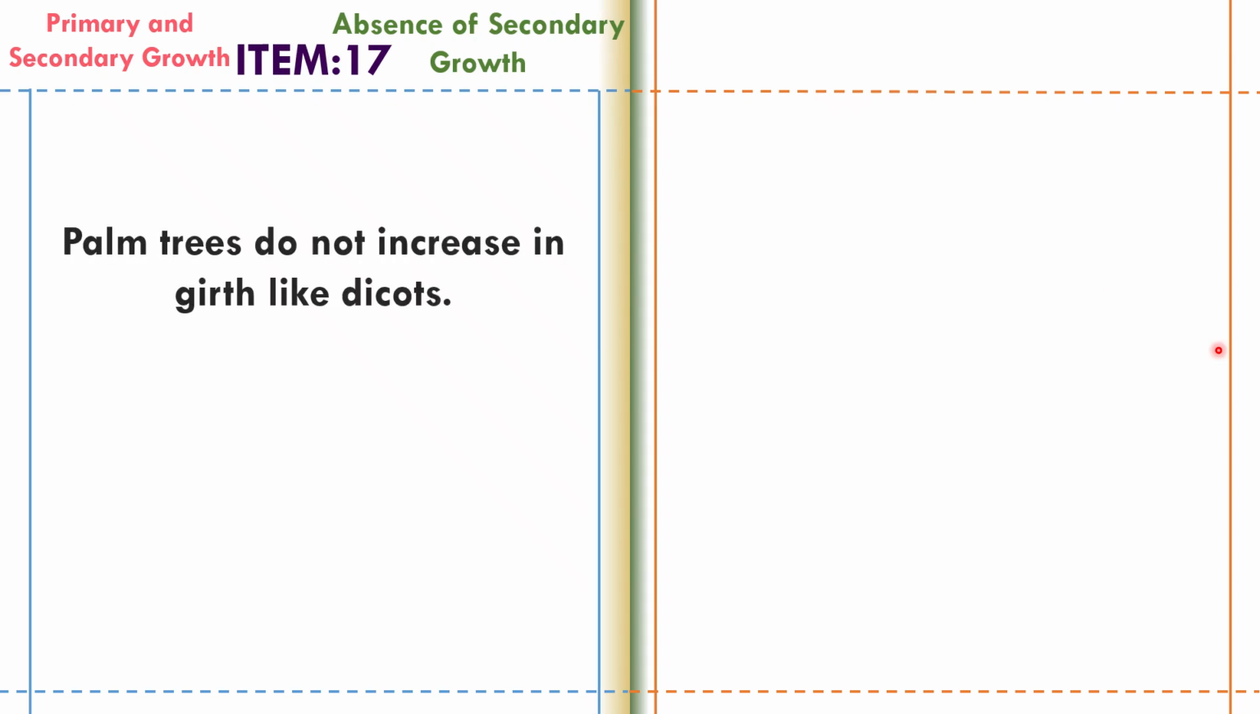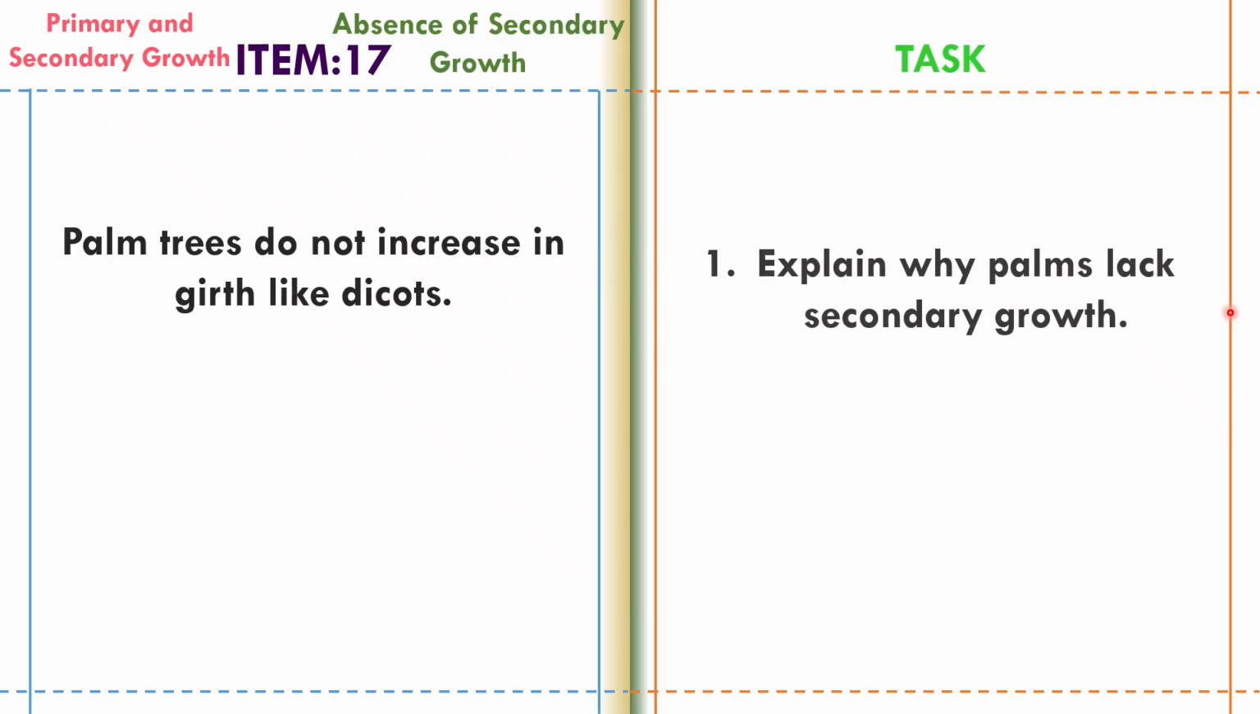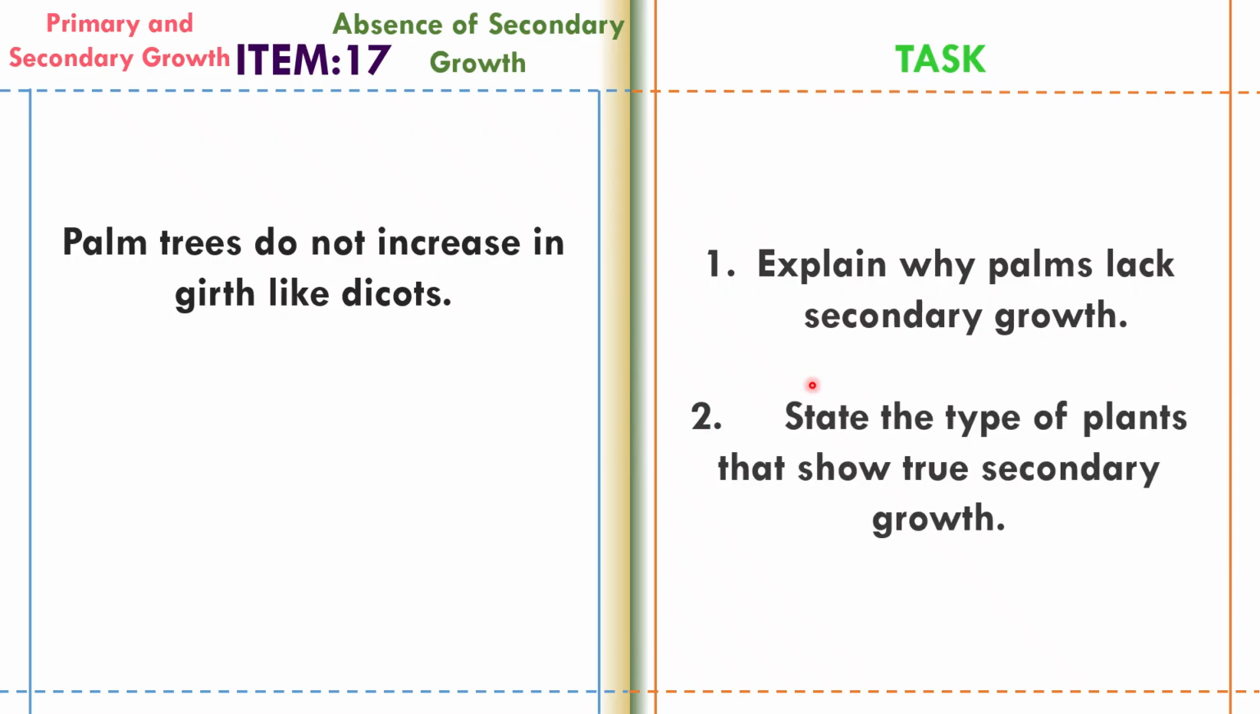We are still under primary and secondary growth, item 17. We are going to look at absence of secondary growth. Palm trees do not increase in girth like dicots. Task: explain why palms lack secondary growth. State the types of plants that show true secondary growth.